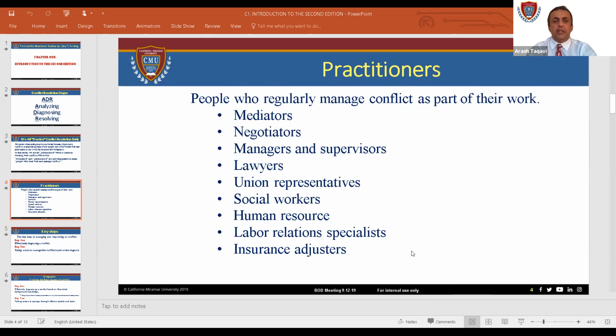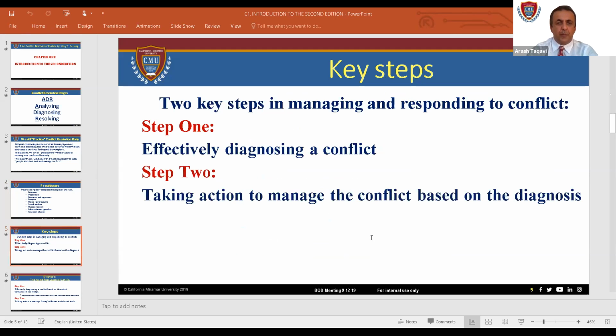You see different names for practitioners, like mediators, negotiators, managers and supervisors, lawyers, union representatives, social workers, human resource and labor relations specialists, and insurance adjusters. Even an insurance adjuster can be considered a practitioner of conflict resolution.